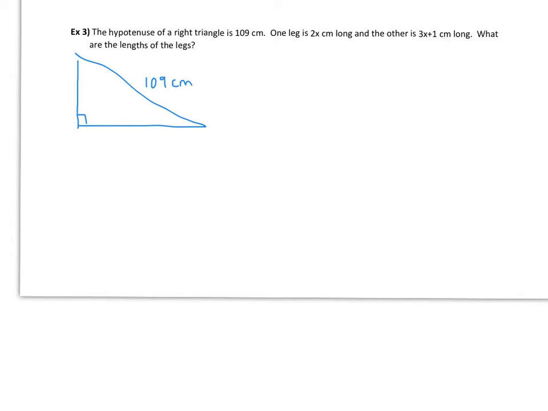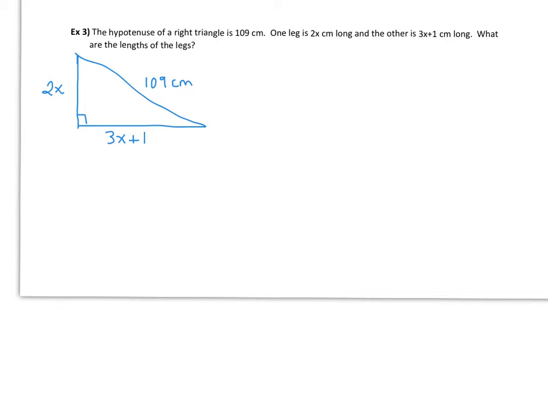All right, so I have my hypotenuse marked as 109 centimeters. It's always the side across from the 90 degrees, of course, and one leg is 2x centimeters long. The other one is 3x plus 1. So 2x is probably shorter than 3x plus 1, so I'll mark my two legs, or other sides of my triangle, to be that. What are the lengths of the legs?